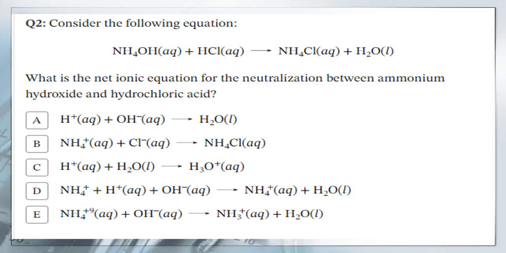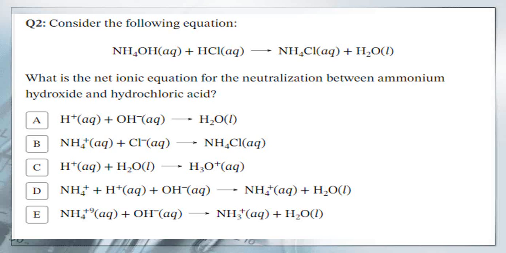Question number 2. Consider the following equation: a reaction between acid and base, or we start here with base and acid, to form salt and water. What is the kind of reaction here? We have a certain kind of reaction called neutralization. Inside our book we have a new name for the neutralization reaction, we call it the ionic equilibrium reaction.